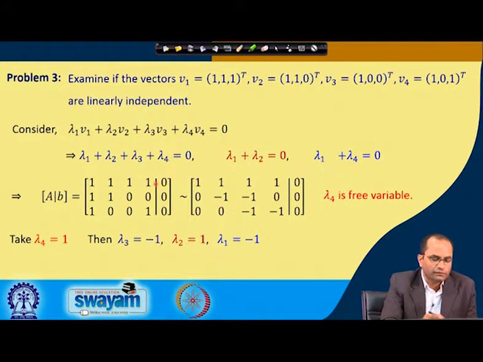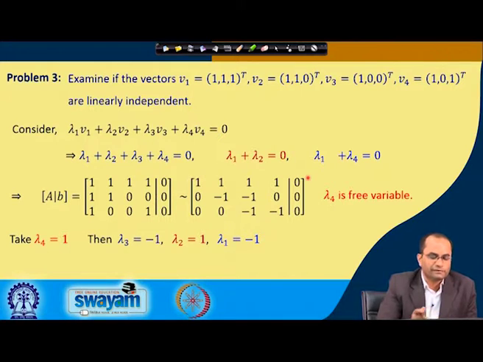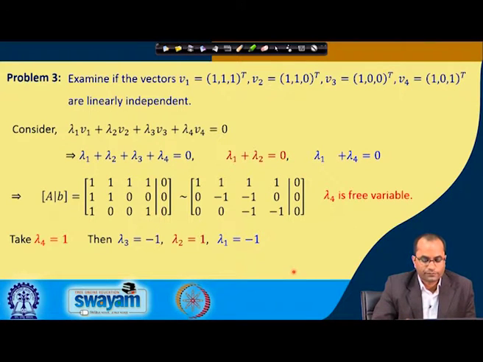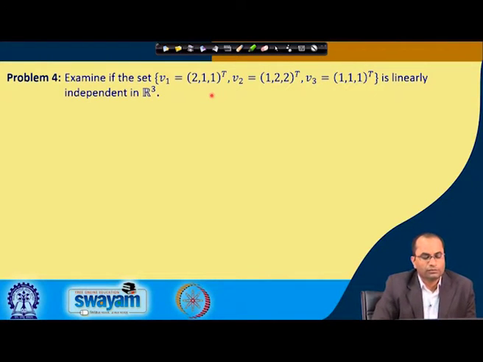We do not have to write this 0 0 0 always, because that is not going to change. So, we can just work with the matrix A itself, get the row reduced echelon form, and from there we can conclude the existence of the solution. Now, getting back to the new problem, we have these 3 vectors and we want to check the linear independence of these vectors.